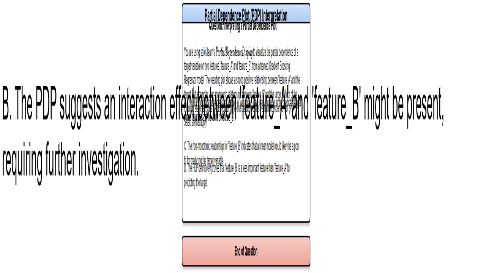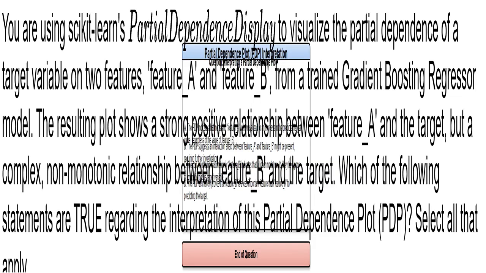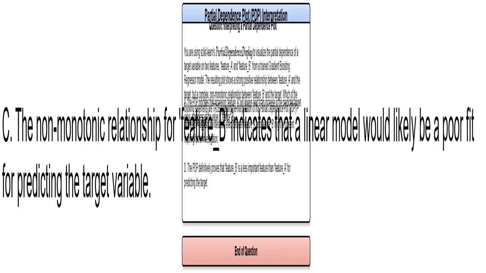Even though feature_a looks simple and strong in the plot, that doesn't automatically mean feature_b is less important. The PDP only shows the average effect. There might be complex, hidden interactions with other features. Therefore, I cannot make that definitive statement about importance, so option D is false. The complex relationship for feature_b suggests that its effect on the target might depend on the value of feature_a. This is a hint of an interaction effect between the features, making option B true. I've analyzed all the statements and made my determination about the accuracy of each. I'm ready to move on.